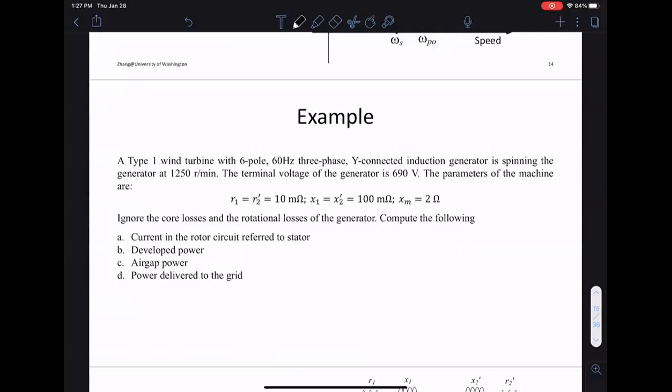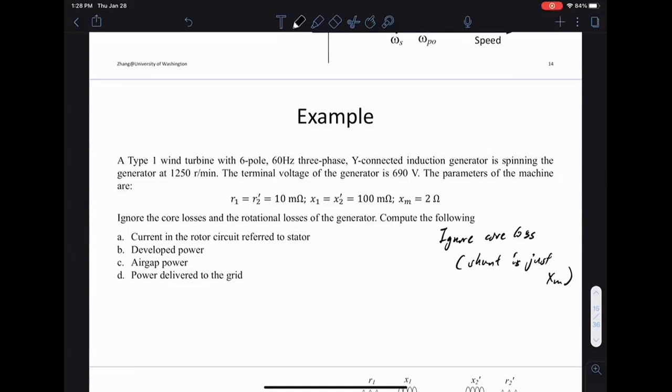So we're going to ignore the core loss and the rotational loss. Rotational loss means that we're not going to think about the losses in the gearbox. Core loss means we're going to assume the shunt is purely inductive. So ignoring core loss means the shunt is just XM. We don't have a resistance in the core. And ignoring the rotational loss means we're not losing power from the gearbox to the developed power.